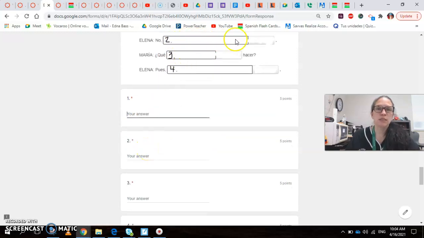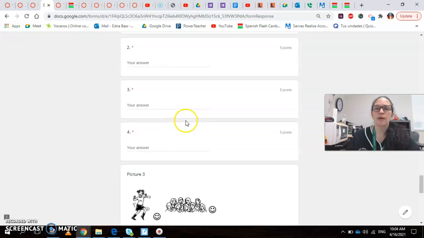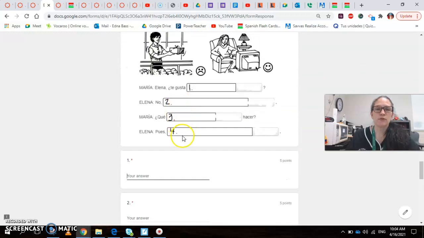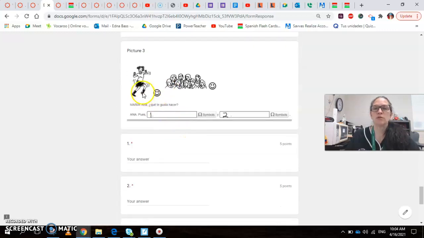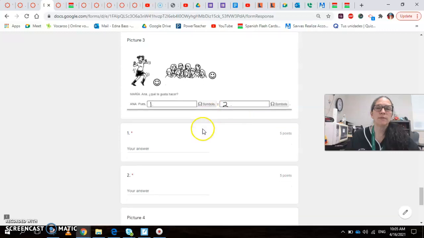Only what is missing in the blank. You got 4 of those for this 4. Then you got picture 3. For picture 3, you have these 2 images. So you have 1 and 2. You are going to complete the answer to this question right here.